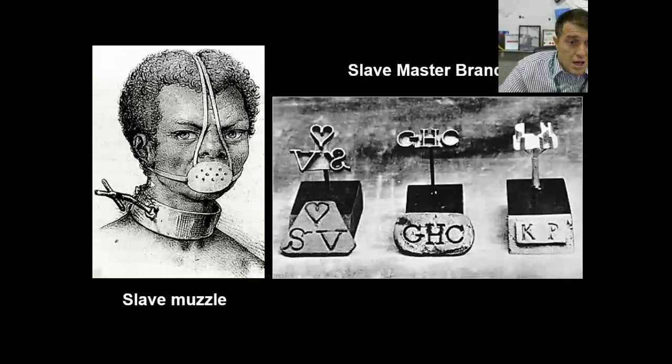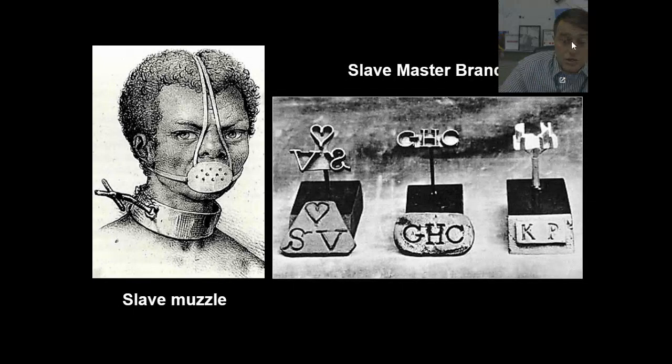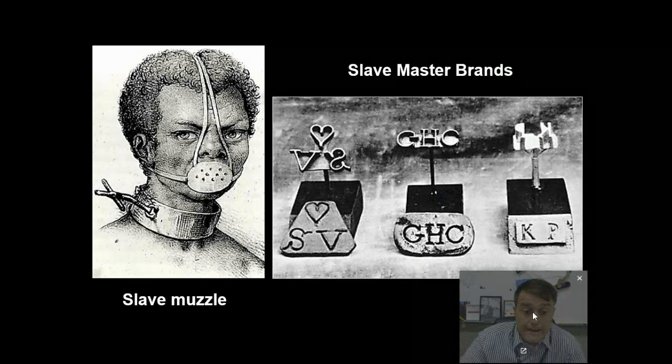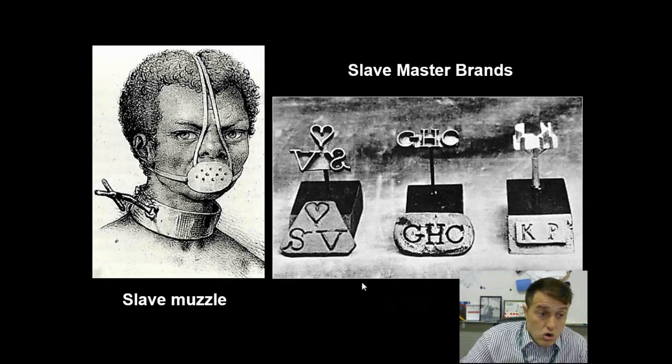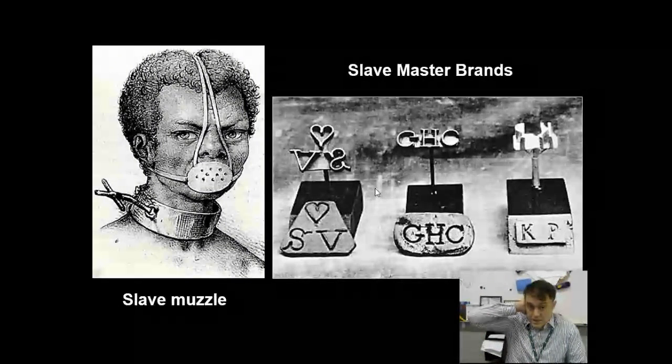Here we see different implements that were used, again, to control. Different systems of control. We see here a muzzle that was put onto slaves. We see different brands, so that if a slave does run away, this essentially says where the person is going to go back to.